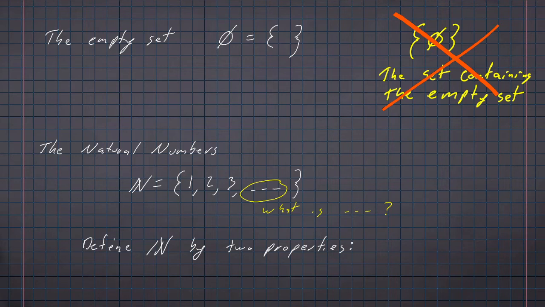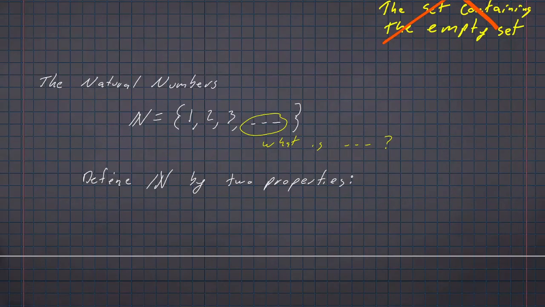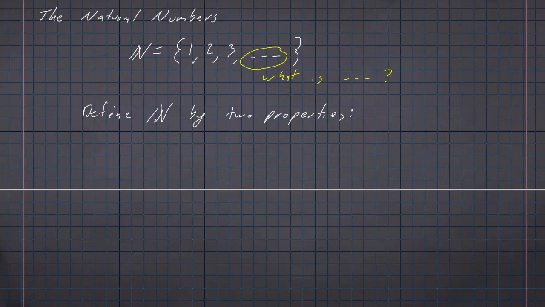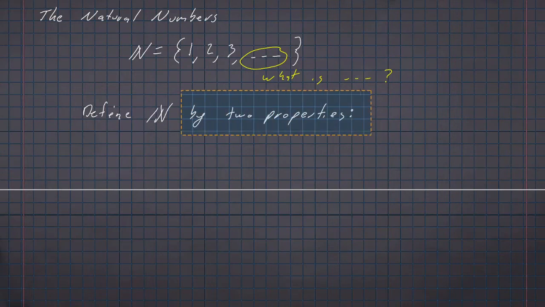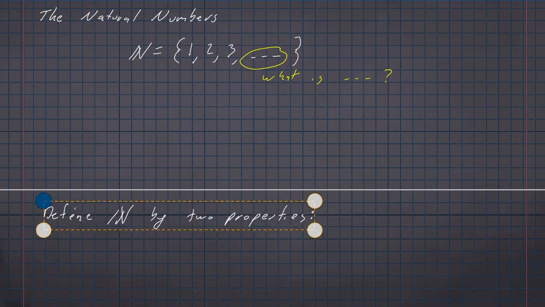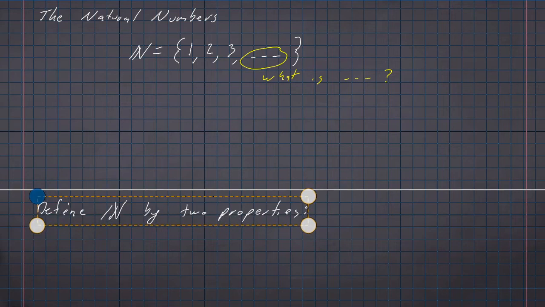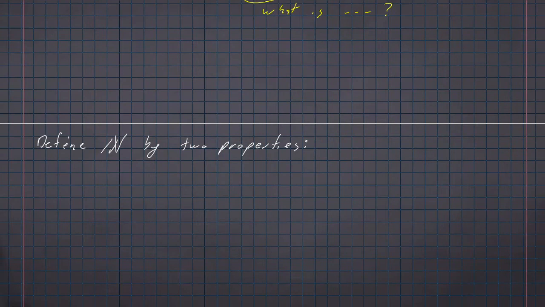So instead of just talking about the natural numbers as this dot, dot, dot, we're going to define the natural numbers by two properties. All right, I've run out of page, so let's move that onto the next page to work things out a little bit nicer later on.